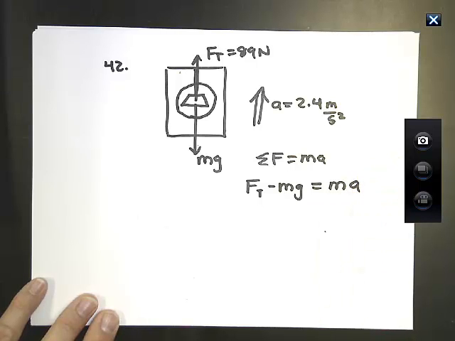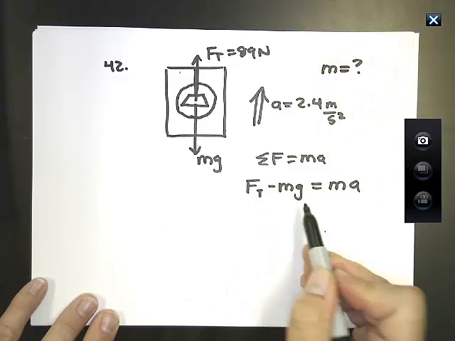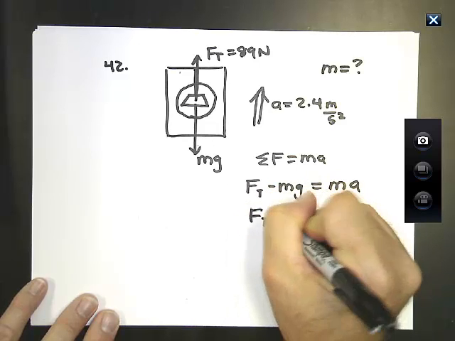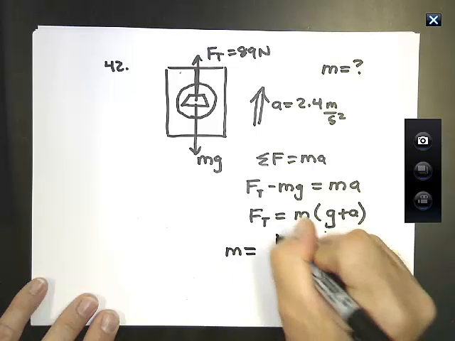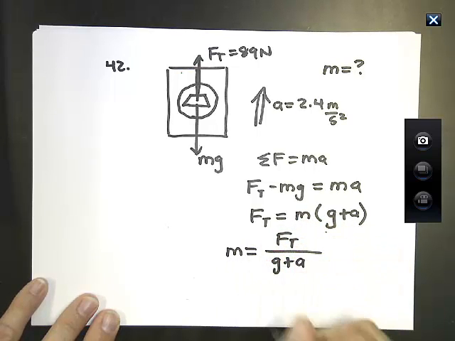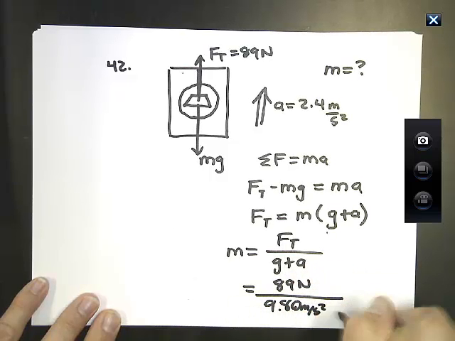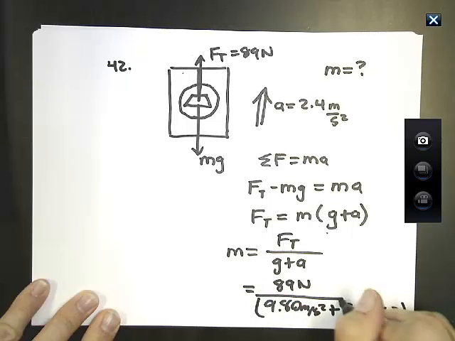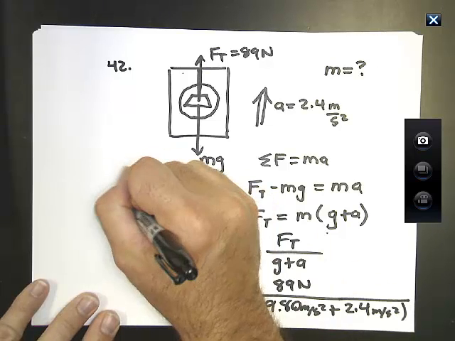And if you've read the problem, it's asking, what's the mass of the lamp? So check it out. We know this is 89. We know what g is. We know what the acceleration is. The only unknown is m. So we'll do a little rearrangement here. And this problem, too, is not a really tough one. Okay, so if we punch that through, we end up finding the mass of the thing, and I believe it's 7.3 kilograms, if I'm not mistaken.